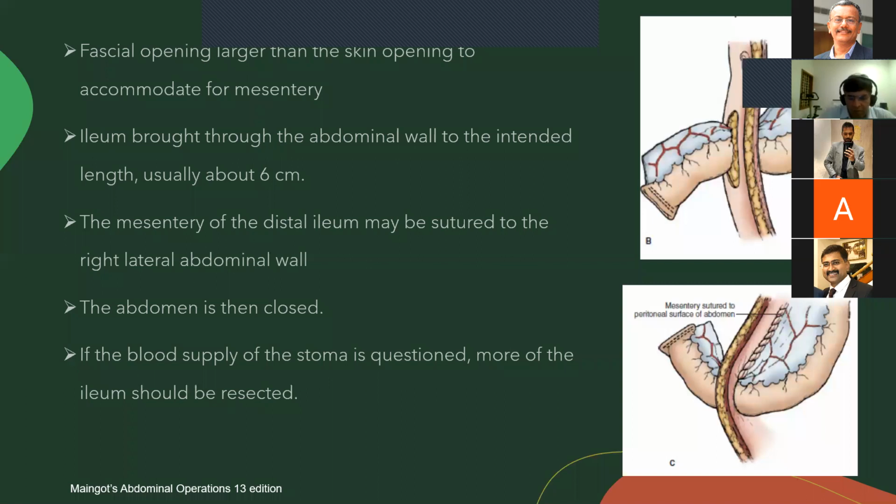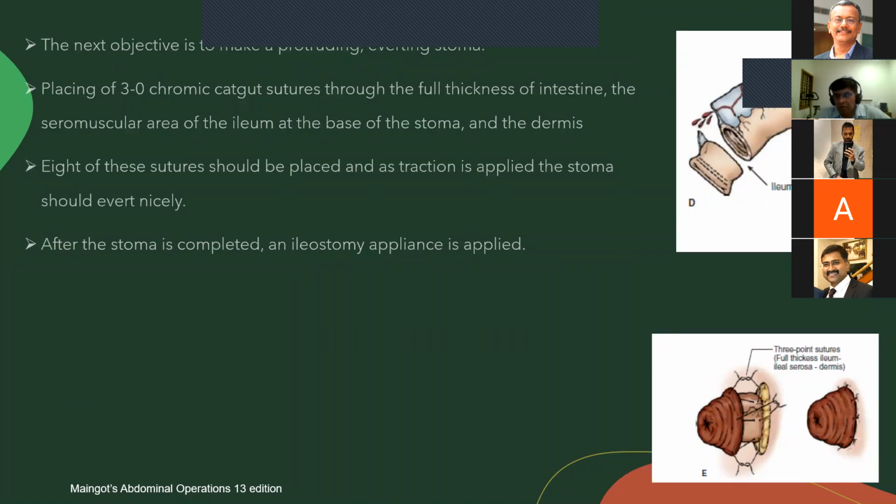All right, go on. So, if the blood supply of the stoma is in question, the ileum should be retracted even more till we get a healthy, bright pink colored stoma. The next objective is to make it protruding. So how will we do it?